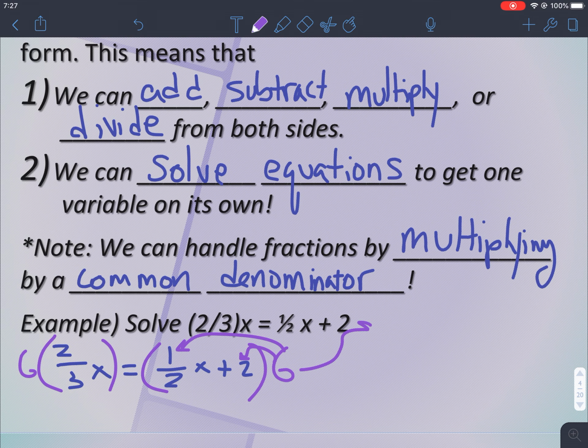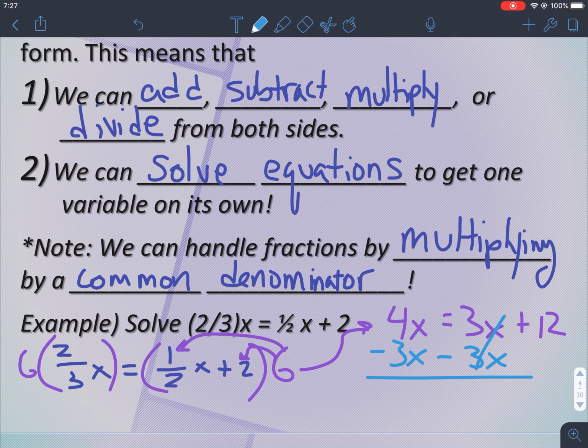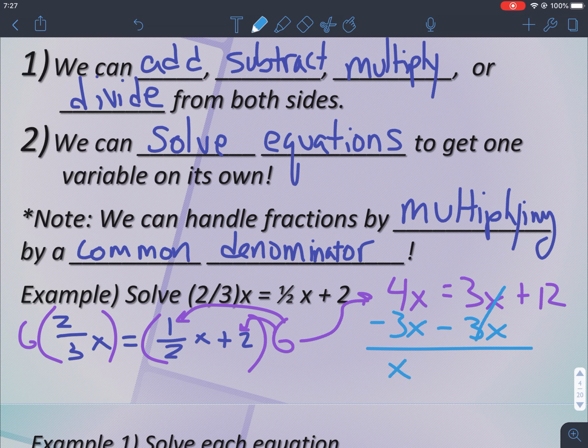My next step will be to write 6 times 2 is 12, divided by 3 is 4. Distribute the 6 on the other side, so 6 times 1/2 is 3, and then 2 times 6 is 12. Now the equation becomes much easier, no fractions in it. So what we did was remove the fractions by multiplying by a common denominator. It's just a technique. X equals 12.